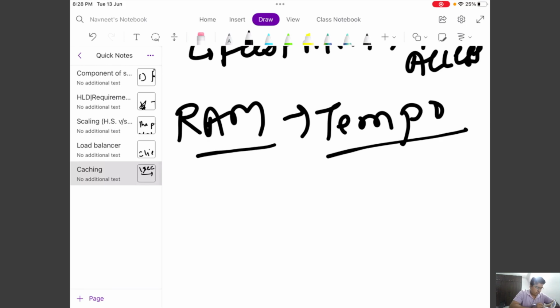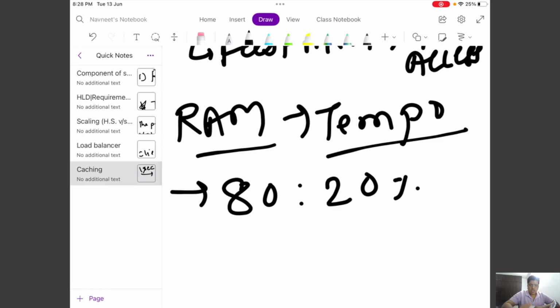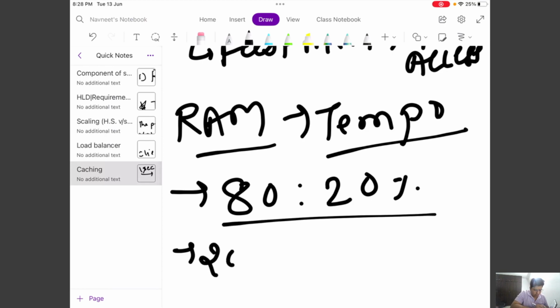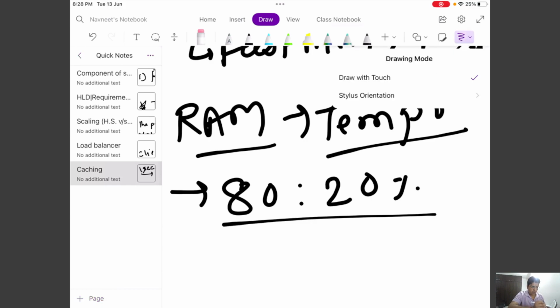So what you have to do is, there is something called the 80-20 ratio. Okay, the 80-20 ratio is there. What this 80-20 ratio is saying is, you should store 20% of data.